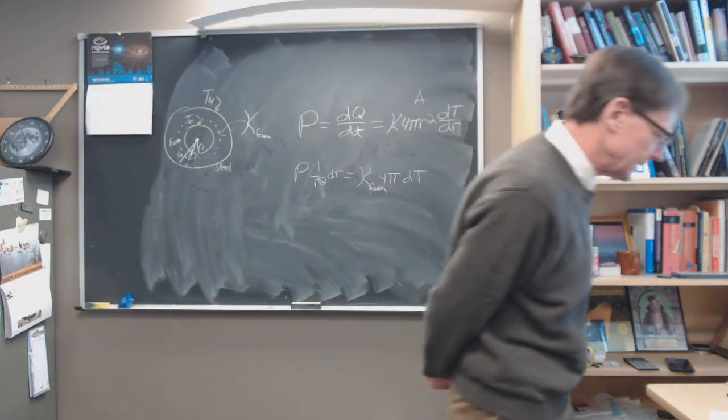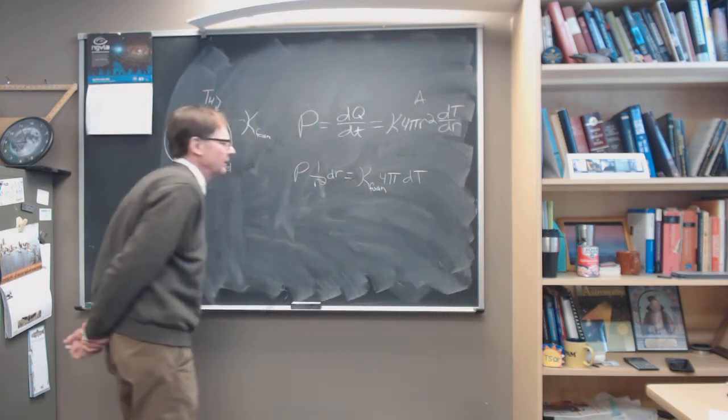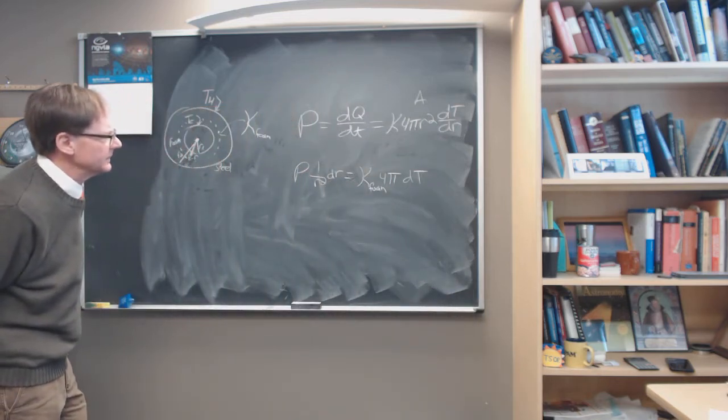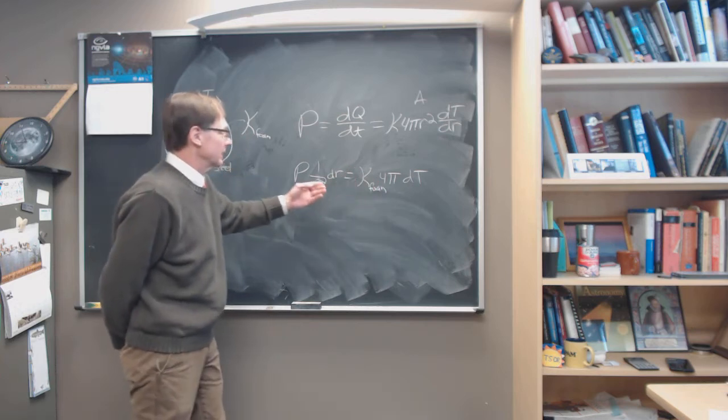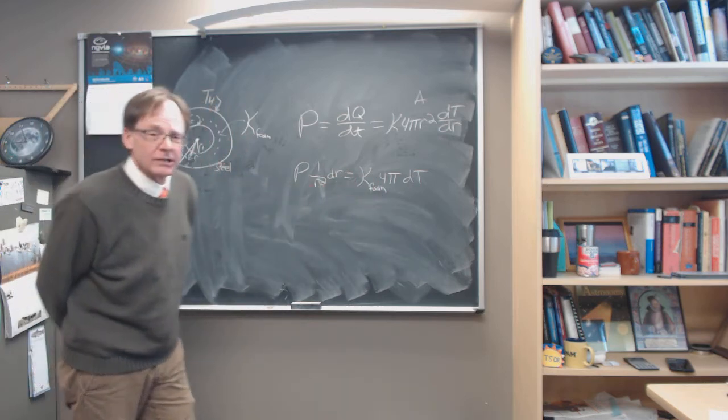Take a second to look at that. Make sure that you see what we've done here. We've separated the variables out right there. Temperature on this side, and 1 over R squared dr on this side. And we're going to integrate these up.